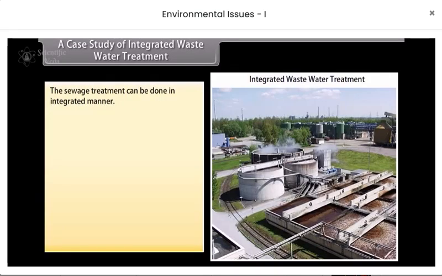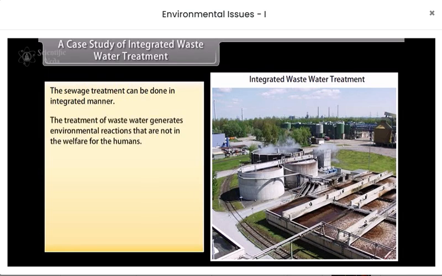A case study of integrated wastewater treatment. The sewage treatment can be done in an integrated manner. The treatment of wastewater generates environmental reactions that are in the welfare of humans.